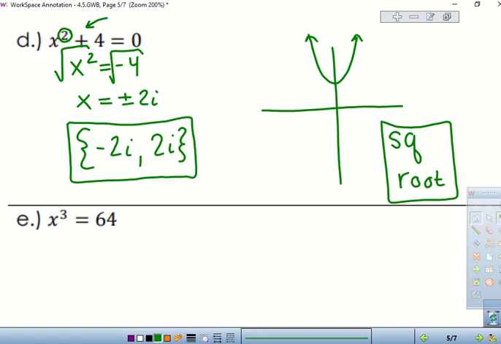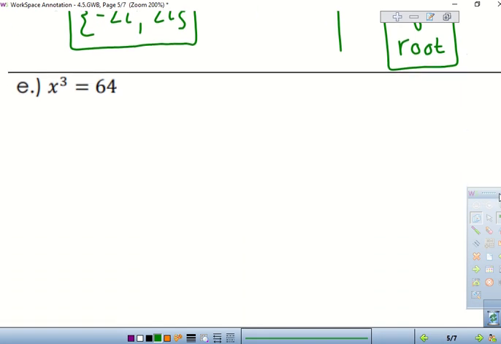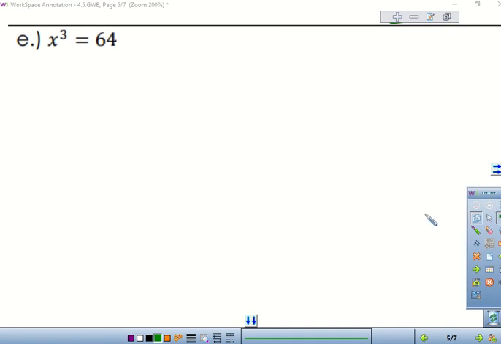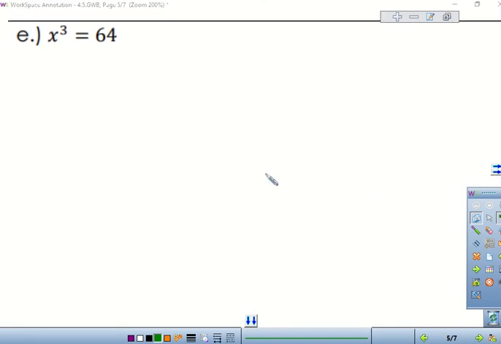All right, everybody ready for letter E? Yay. Okay. Letter E, as you can see, we don't have anything squared. So cubes, we know we got to get cubes on the same side. That's the only way we can deal with them. So you got to bring the 64 over.